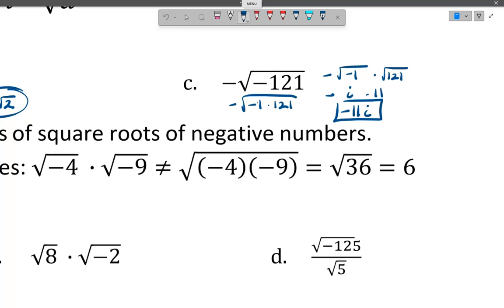The expression itself is negative, and it's all multiplication. You can imagine that this is just a -1 being multiplied by my expression here. So I've got -1 times i times 11. Multiplication is commutative, so we just put it in the order that's consistent.